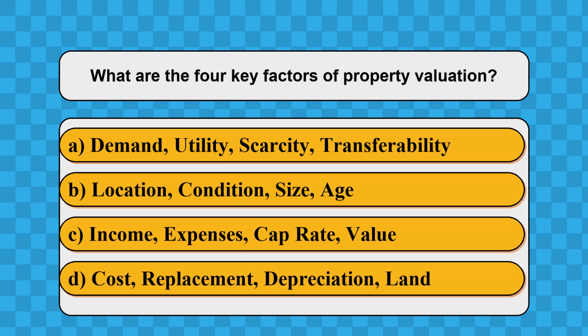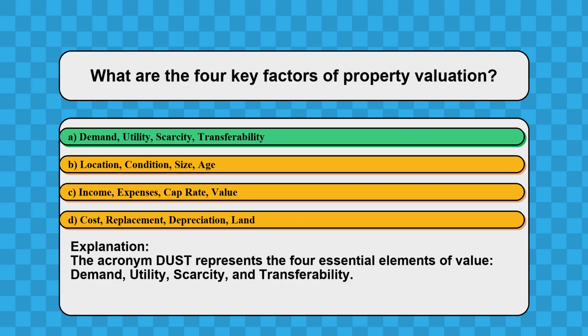Question 6. What are the 4 key factors of property valuation? Option A, demand, utility, scarcity, transferability. Option B, location, condition, size, age. Option C, income, expenses, cap rate, value. Option D, cost, replacement, depreciation, land. The correct answer is option A, demand, utility, scarcity, transferability. The acronym DUST represents the 4 essential elements of value: demand, utility, scarcity, and transferability.